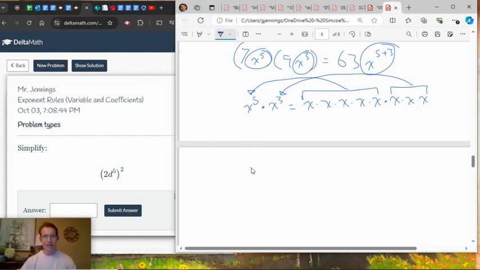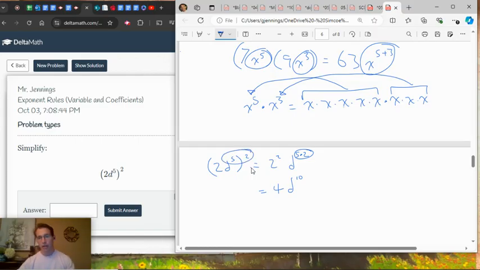Never mind. This is 2d to the 5 raised to the power 2. In this case, you want to tell me quickly that that's 2 squared, or 4. Okay. D to the 5 times 2. So that's d to the 10. Why do we multiply the exponents in this case?